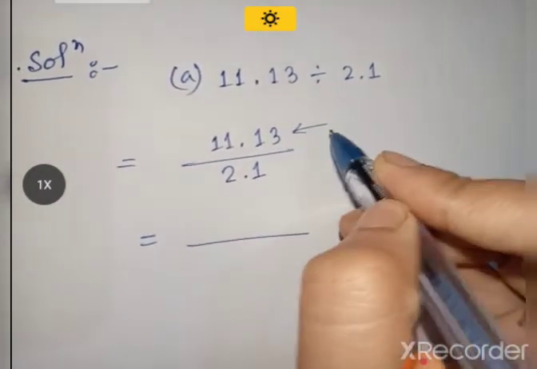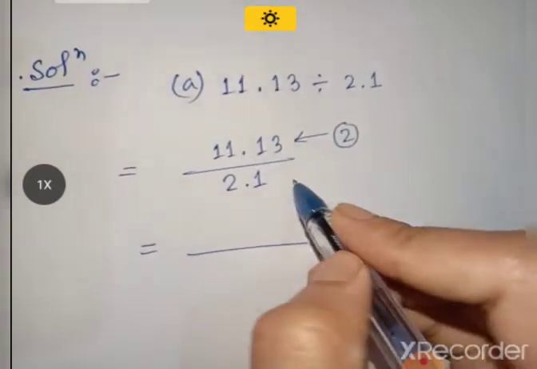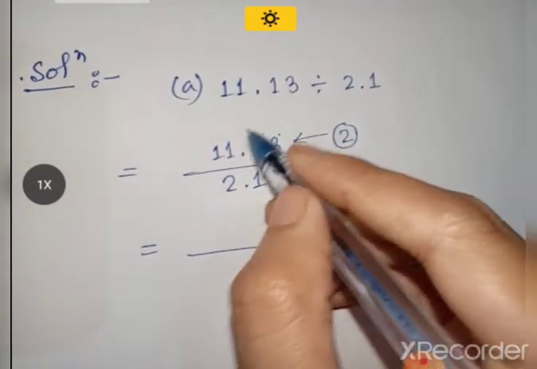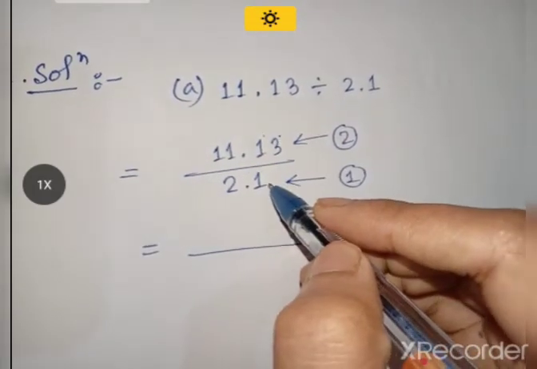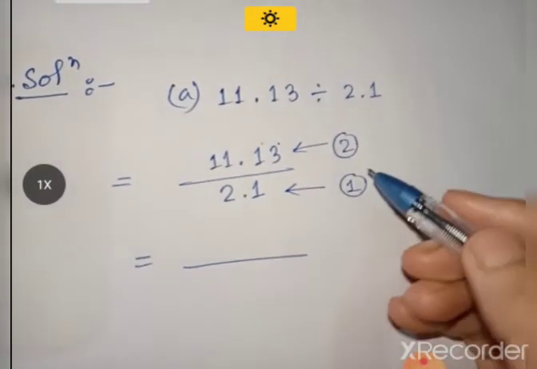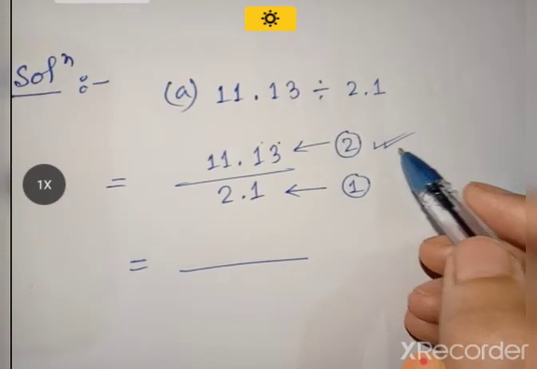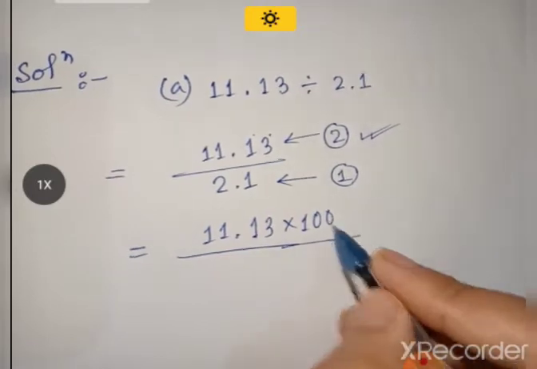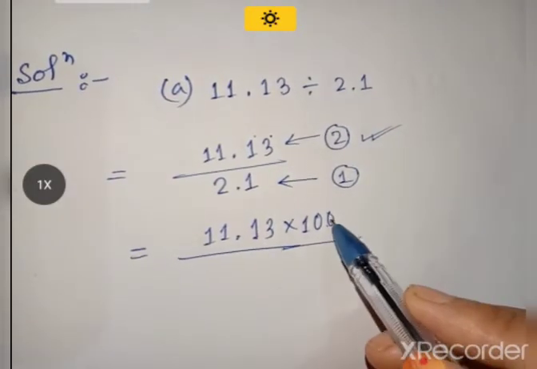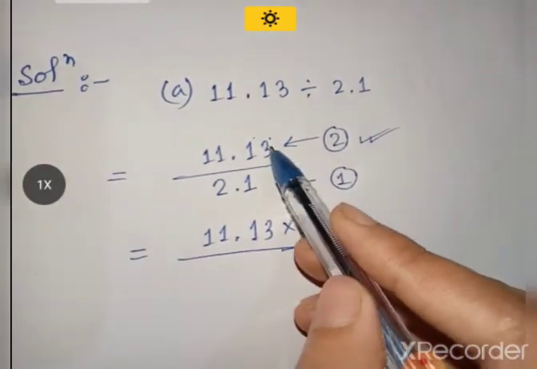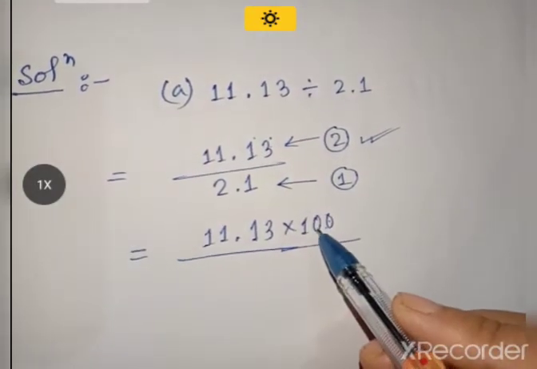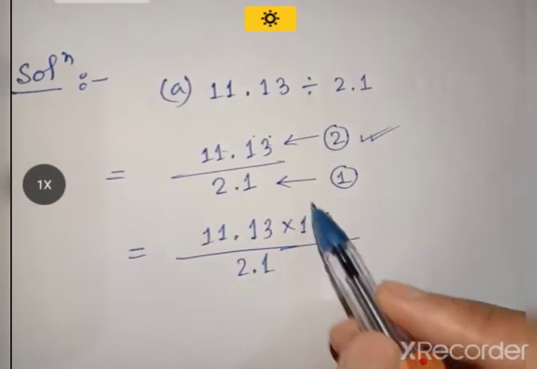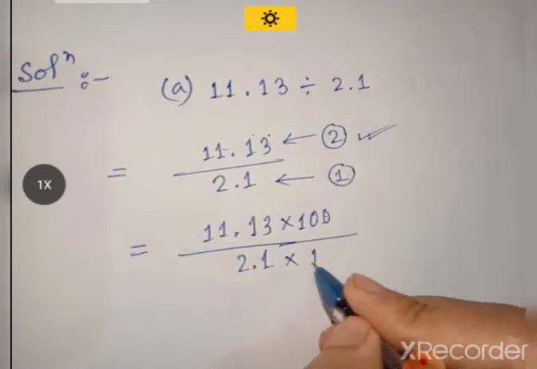So in this number, how many decimal places? 2 decimal places, and here 1 decimal place. 2 decimal means this 3 and 1, these are the 2 decimals. Here after 1 decimal. Okay, then how many maximum decimals? 2 decimals. So we have to multiply 11.13 by 100. 100 comes from these 2 decimals. So here we multiply 11.13 by 100, and here also we have to multiply by 100.